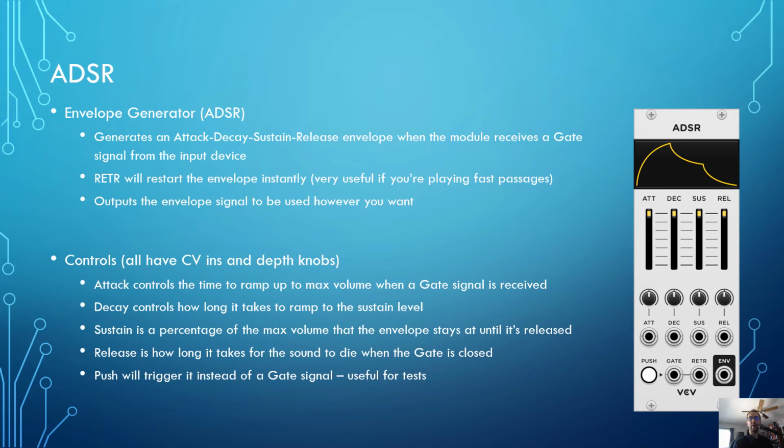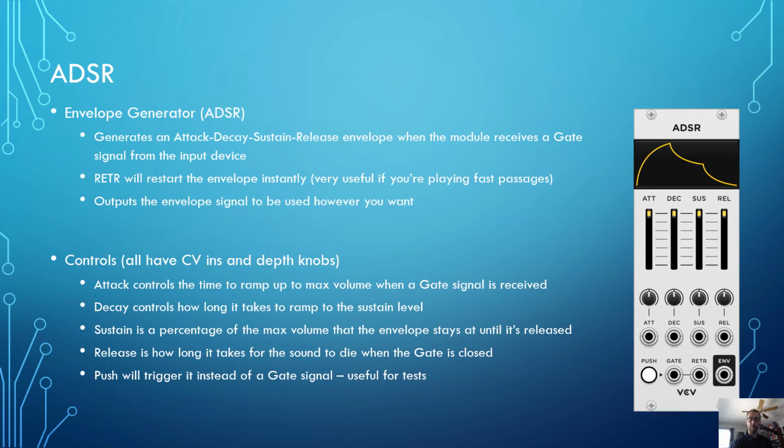It also has a re-trigger input, or RETR, which restarts the envelope instantly, which is extremely useful if you're playing very, very fast parts and you don't want to wait for it to close. But this will output the envelope signal, and you can use it from the envelope output on pretty much anything.